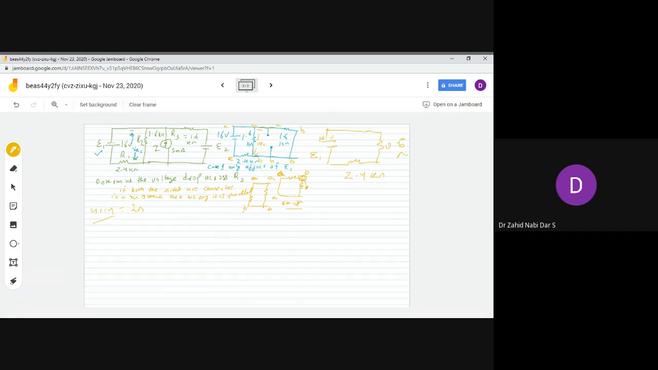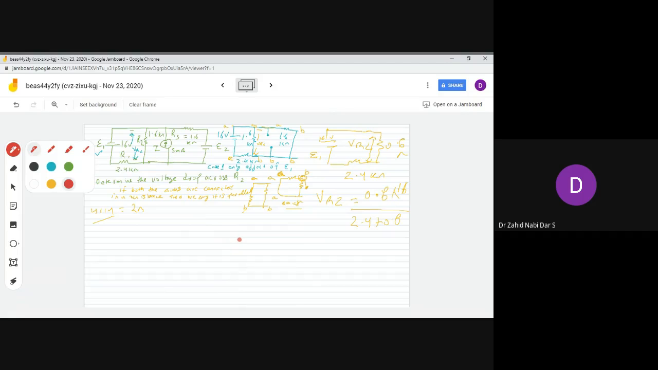So the net voltage over here, now you need this voltage VR2. So you will apply the voltage divider rule. Voltage in series gets divided, so VR2 would be equal to 0.8 divided by 2.4 plus 0.8, into 16.